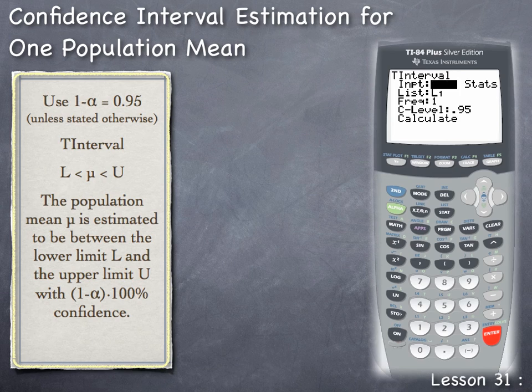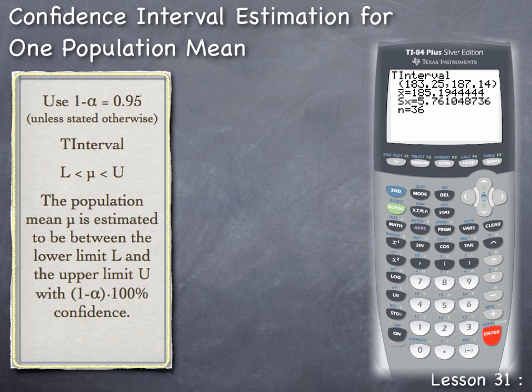We either have data or statistics. When data is selected, we must enter into the calculator into a list the sample data. The frequency is 1 for the purposes of this lesson, and C-level, the confidence level, is our customary 0.95. But if we have statistics to input, we need to arrow the cursor over to stats, press enter to select, and then down arrow. We then enter in the statistics, the sample mean x bar, the sample standard deviation s sub x, and the sample size n. C-level is the confidence level, and then we arrow down to calculate. And with the cursor blinking on calculate, we press enter, and the calculator constructs our confidence interval.